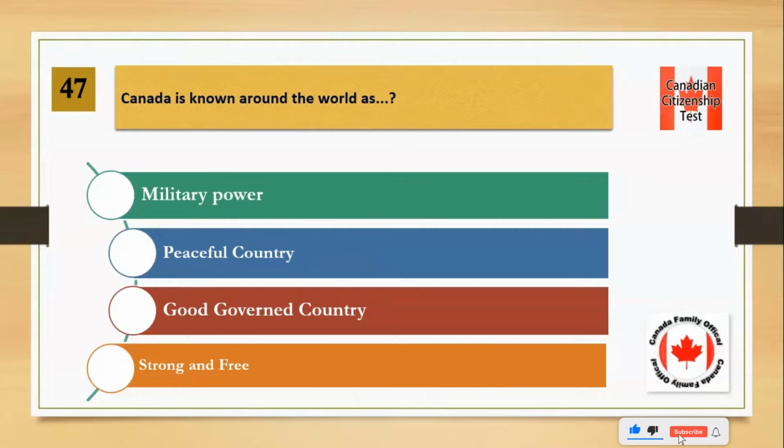Canada is known around the world as Number 1, military power. Number 2, peaceful country. Number 3, good governed country. Number 4, strong and free. And the answer is good governed country.